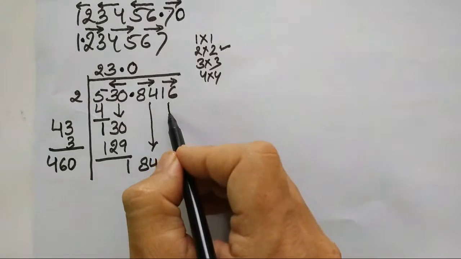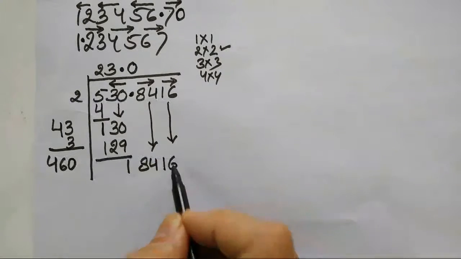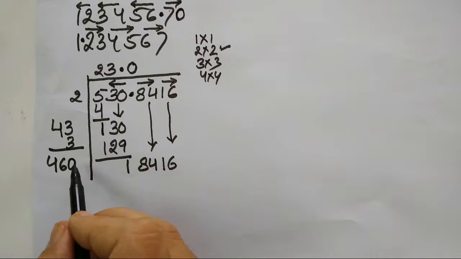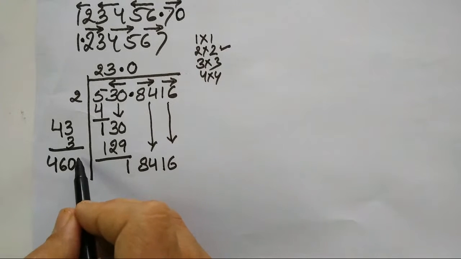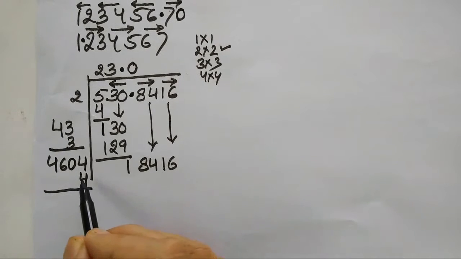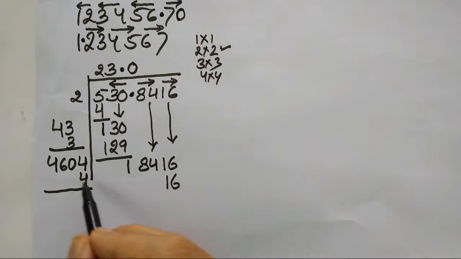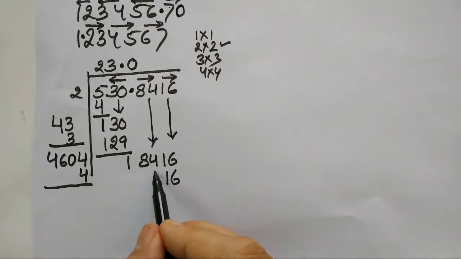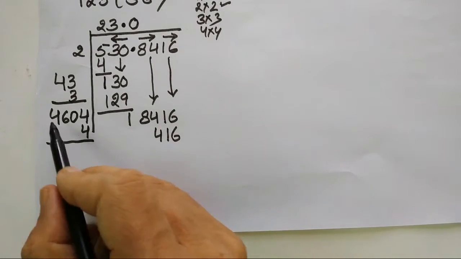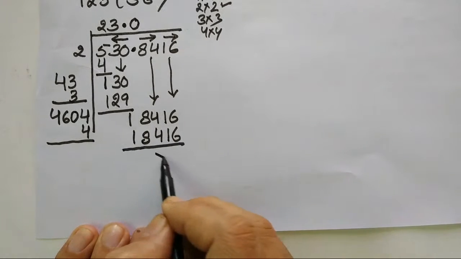Now you will bring down 16. When you bring down 16, it becomes 18416. Now you will divide by putting a number after it. The number which fits here is 4. Now 4 into 4 is 16. There is 0 here, it will become 1. 4 into 6 is 24. And then 4 into 4 is 16, and 18. So there is no remainder in this case.